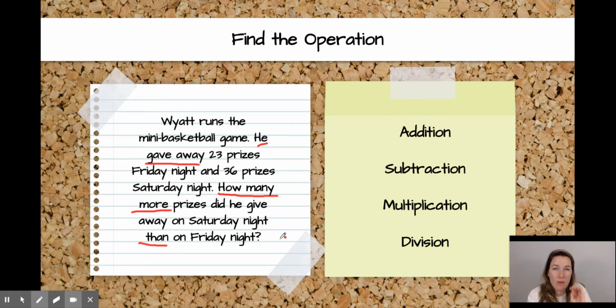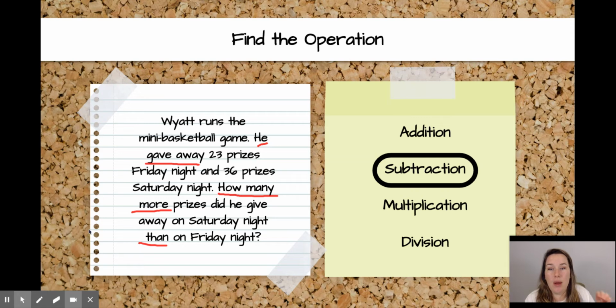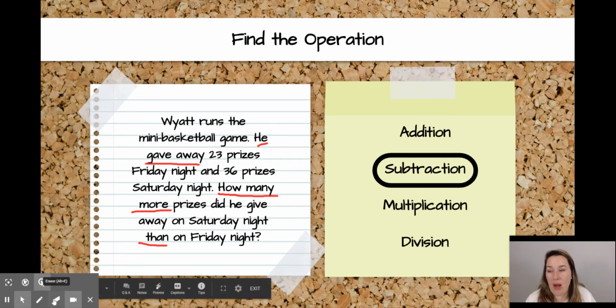So number one, we have him giving away prizes. We also have a question that's asking us to compare Saturday and Friday night. And just like the other question at the beginning, this is a comparison problem. So we are going to be subtracting here. What you would do is subtract 36 minus 23, and that would tell you how many more prizes he gave away on Saturday night than on Friday night.